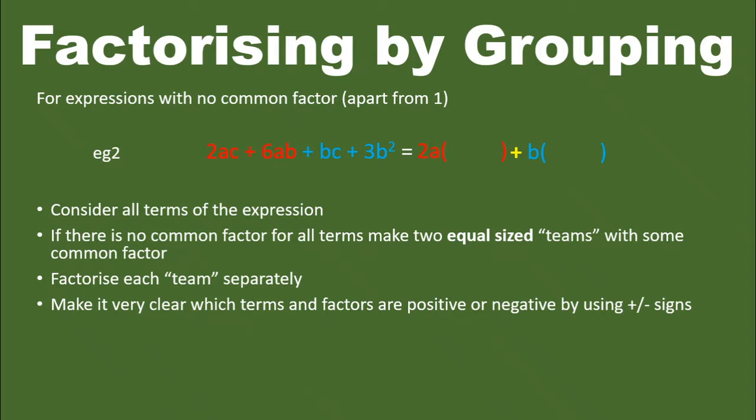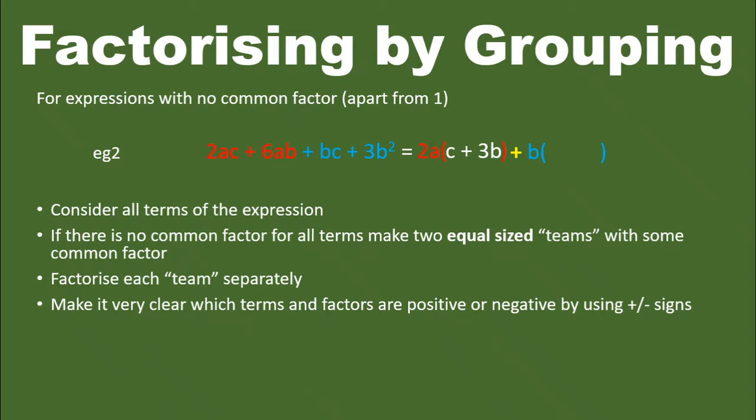Now, since the 2A has been pulled out of the first term, we have to think, what is 2AC divided by 2A? Or, if you prefer to think of it this way, what do we need to multiply 2A by in order to get 2AC? And the answer is C. Then think of the second term of this red team, 6AB. If I divide that by 2A, I will have positive 3B. So there we have it. Our quarterback from the red team has organized their team and they've decided on what play they're going to run.